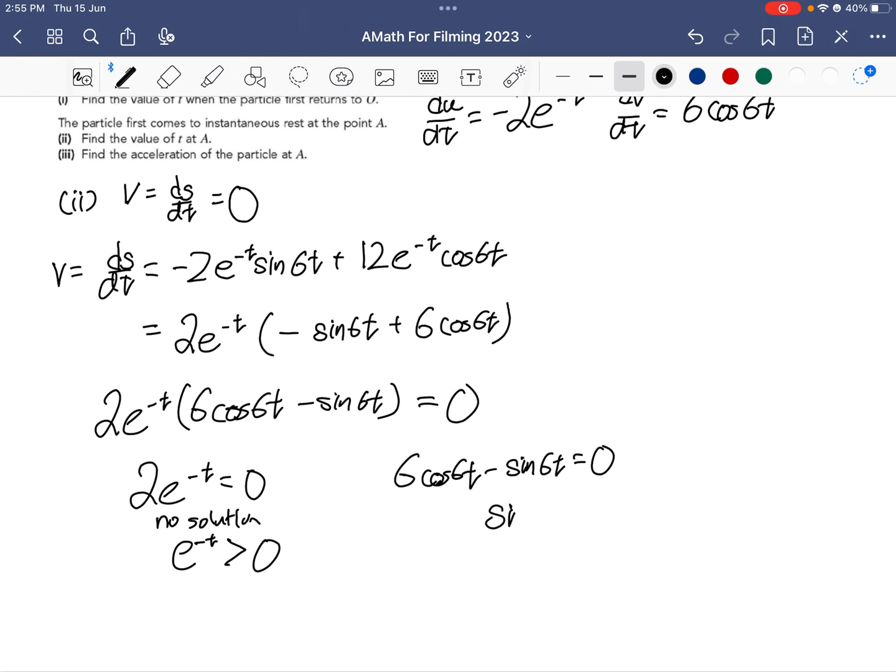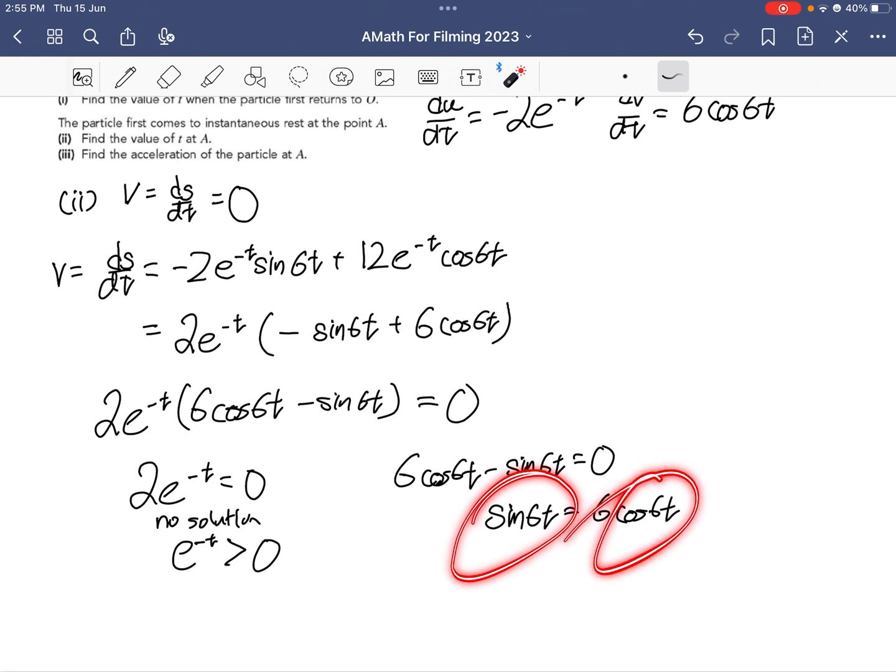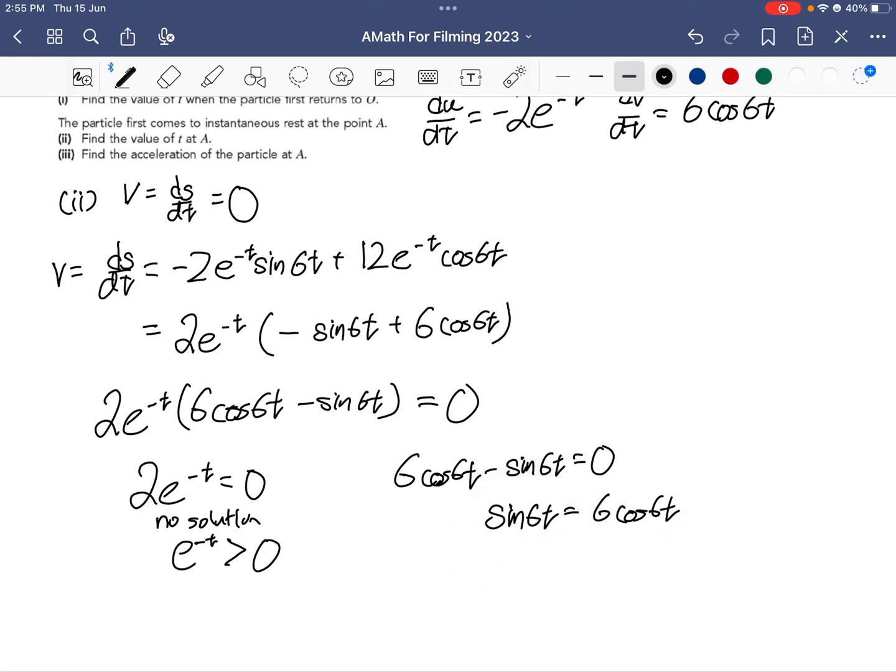So what I can do here is this. Remember this trick: sine of 6t equals 6 cosine of 6t. If there is a sine and a cosine and only a sine and a cosine, you divide both sides by cosine. So sine 6t over cosine 6t.